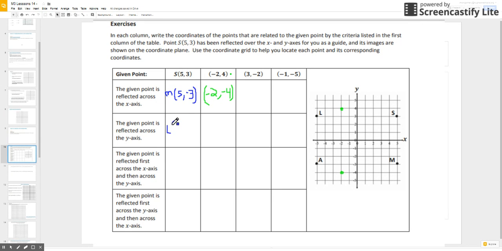The x value is changing. It goes from +5 to -5. The y value, of course, stays the same. It stays on this line that's +3. So there you go. All right, let's go and look at the next one.